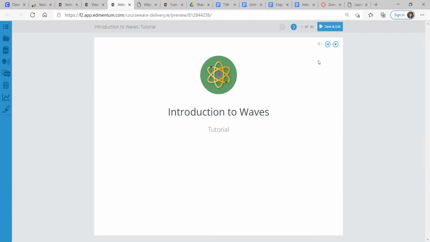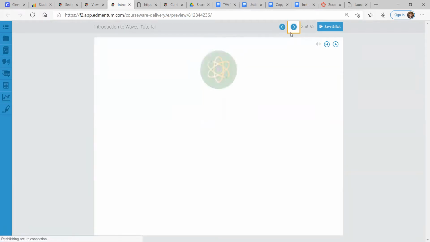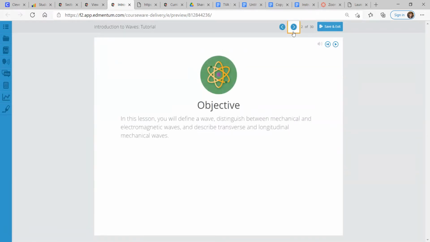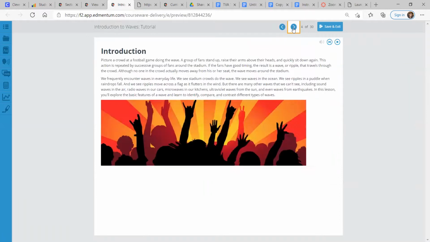And in this tutorial, we're going to look at waves. So this is all an introduction to waves. And we're going to define the wave, try to distinguish between mechanical and electromagnetic waves, and then describe transverse and longitudinal mechanical waves. So let's get into the intro.